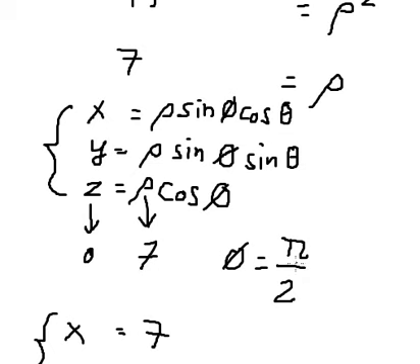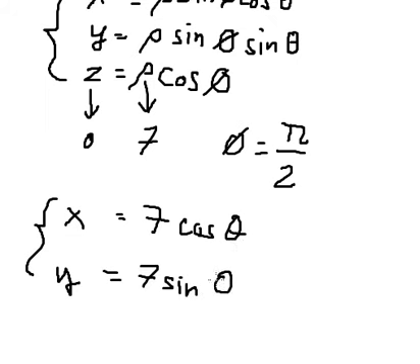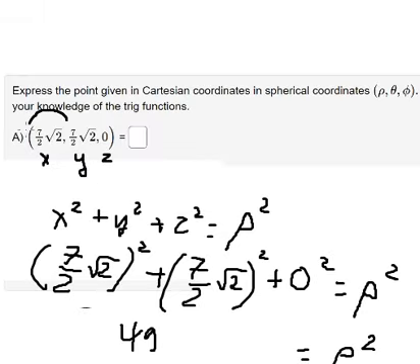So sine of pi over 2, you got 1. So I just write 7 cosine theta and 7 sine theta. So we know that's x and y. That's it for this one.